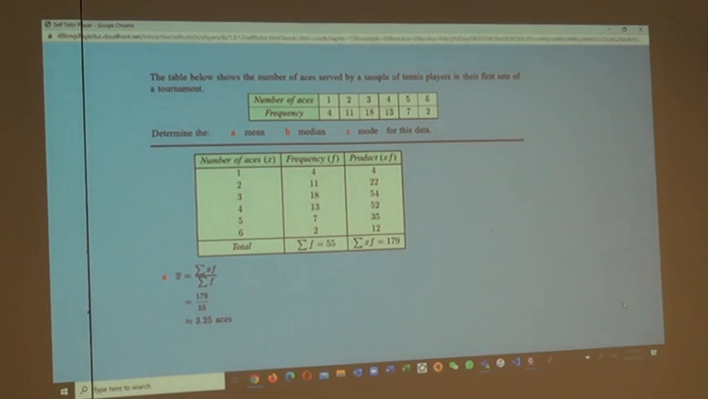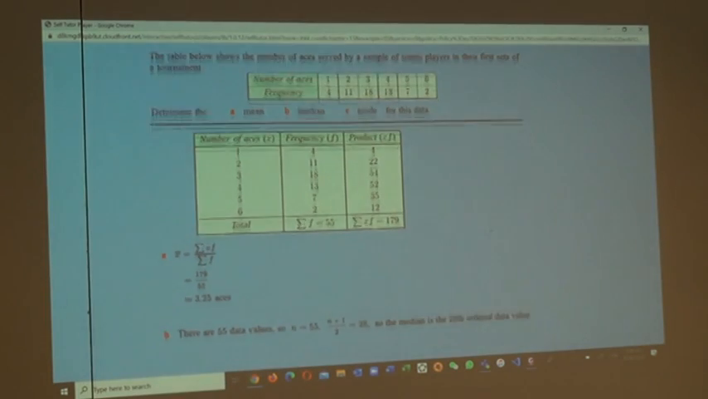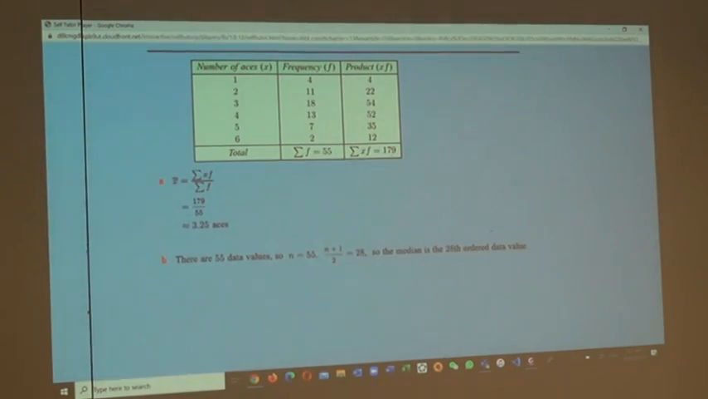In previous examples, we have used a formula to find the median. There are 55 data values, so the median will be the 28th data value in order. It would take too much time to write out the entire dataset in order. Instead, we calculate the cumulative frequency of each data value. The cumulative frequency tells us the number of data values that are less than or equal to this one.